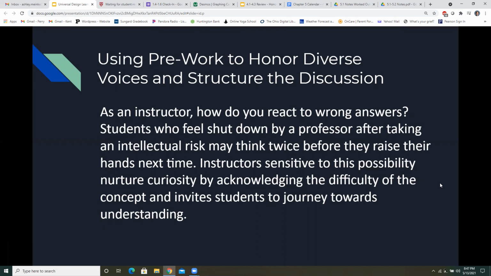I've seen this happen many times. Instructors sensitive to this possibility nurture curiosity by acknowledging the difficulty of the concept and then inviting the students to journey towards a better understanding. So how do we do that? The technique involves using pre-work. And how do you use pre-work? You give a problem that is fairly complex and has multiple approaches to a group of students.